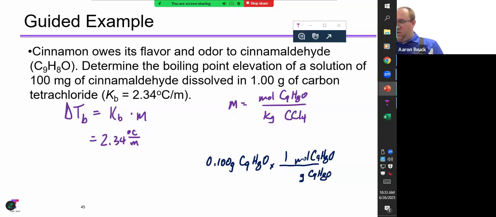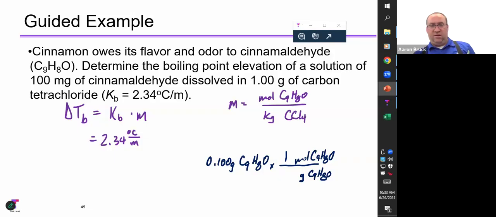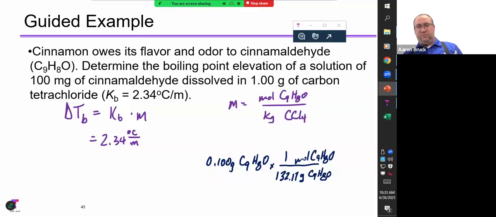So we need the periodic table. Carbon is 12.01, and there are 9 of them. Hydrogen is 1.01, and there are 8 of them. And oxygen is 16. So the mass here is 132.17. So if we take that, 0.1 divided by 132.17, to 3 significant figures, 7.57 times 10 to the negative 4th moles of cinnamaldehyde.